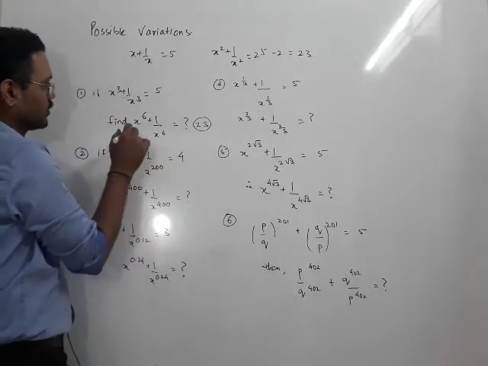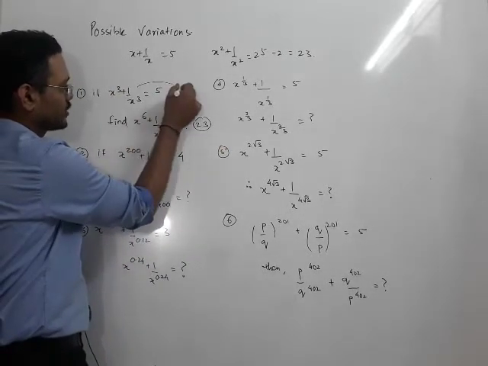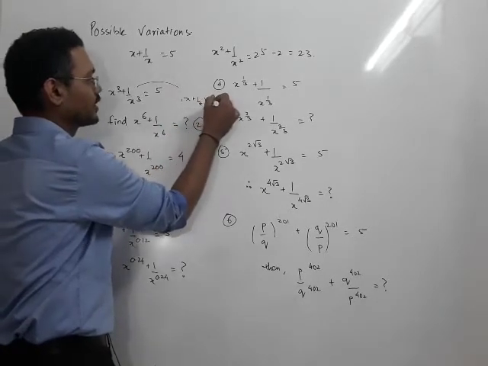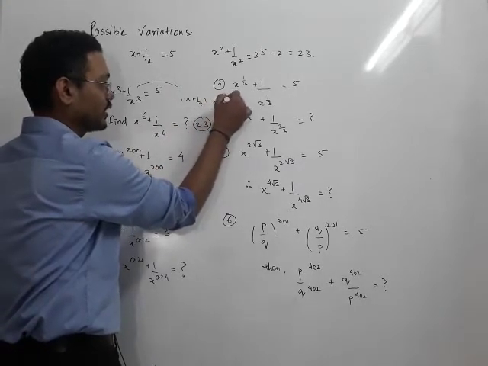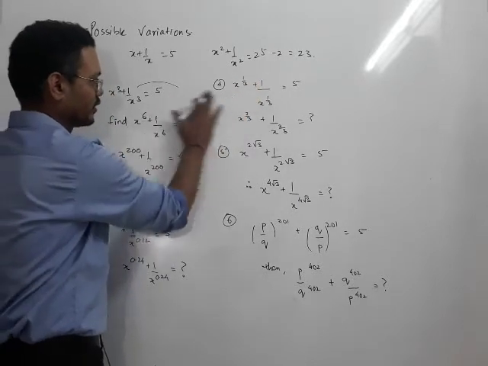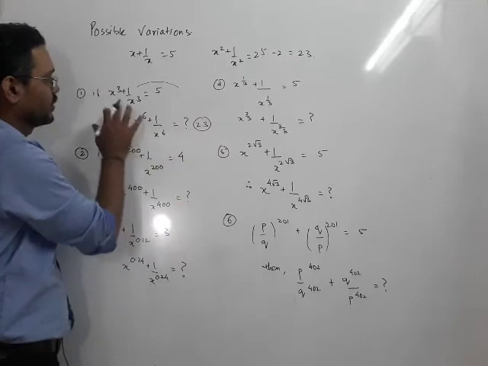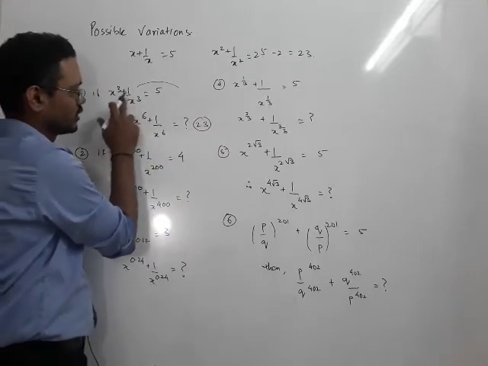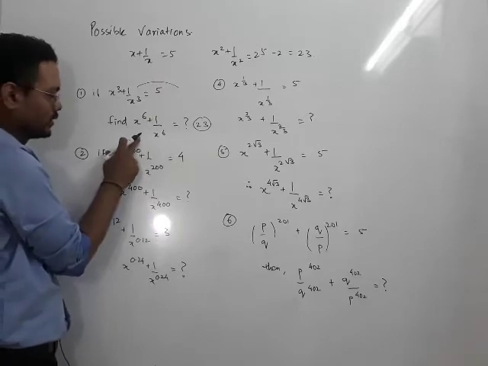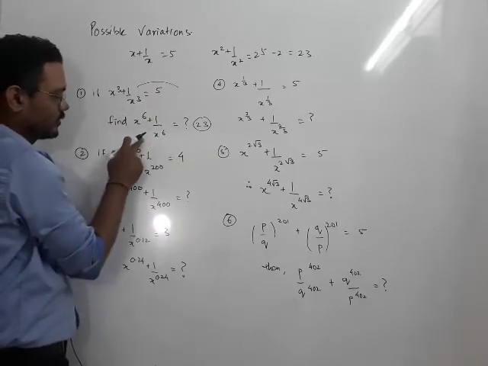Some people will try to find x plus 1 by x, and then they will try to find x square plus 1 by x square, and then they will cube it in a general way. But it is nothing else, it is just the same thing asked in different words. Same thing expressed in different words.